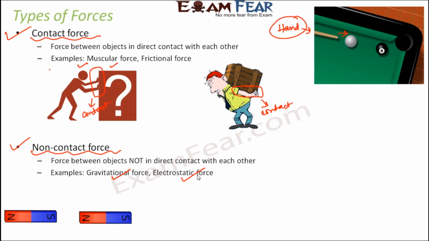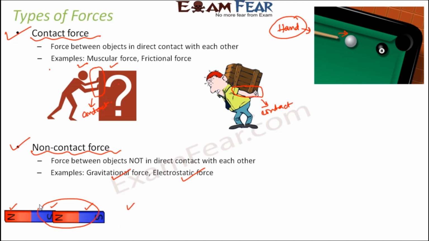Just look at the two magnets. What happens when you bring two magnets close to each other? We all know that opposite poles of magnets attract one another, and like poles repel one another. So in this case, if you see, this is the north pole, this is the south pole. This is another magnet, north pole, south pole. So these are opposite poles. So what happens to the opposite poles? They tend to attract one another.